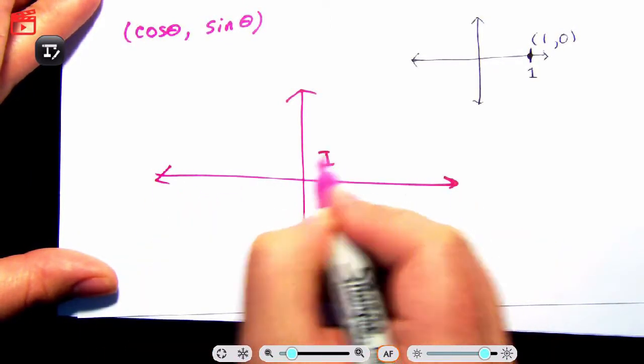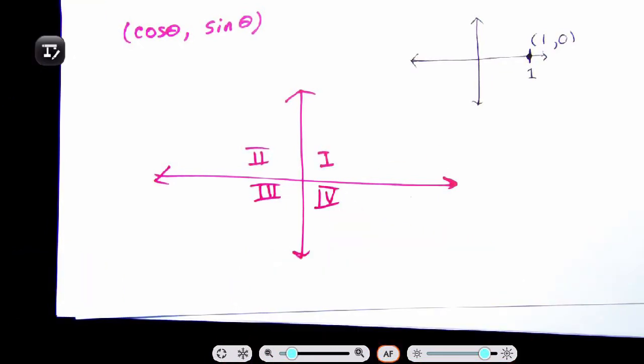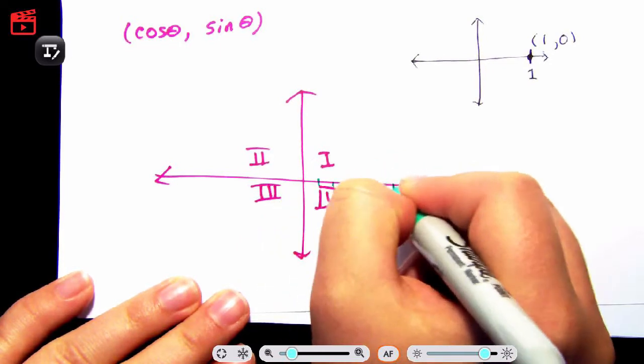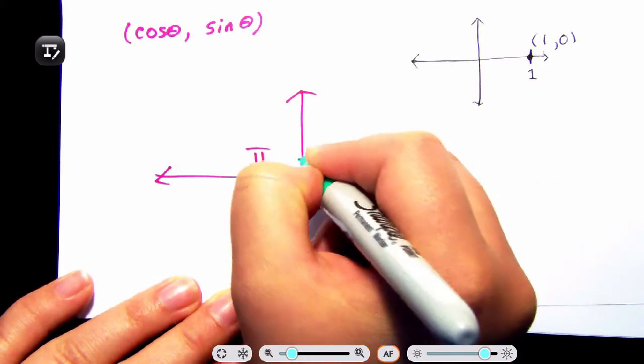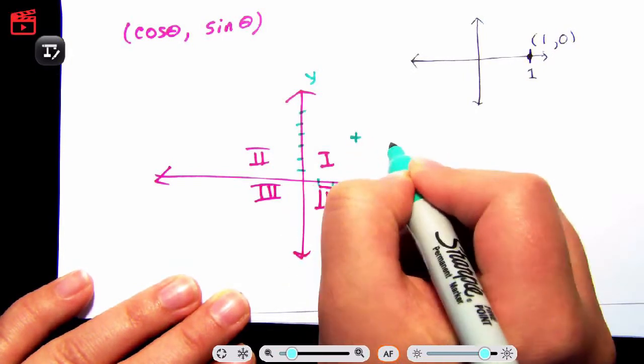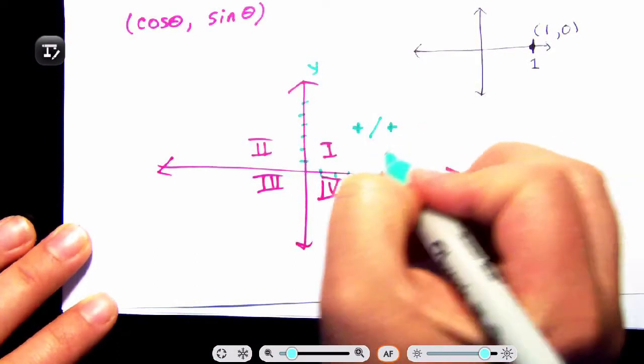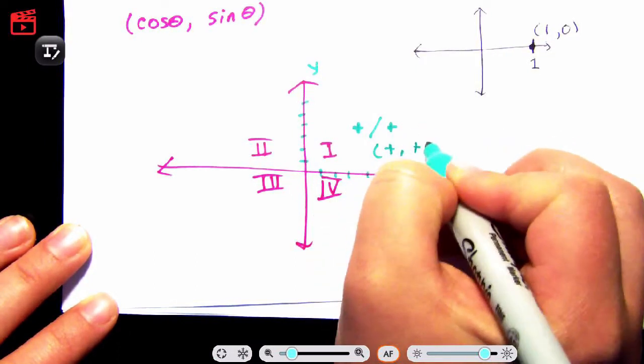We have quadrant 1, quadrant 2, quadrant 3, quadrant 4. In quadrant 1, we have very specifics. That means here our x's are positive and our y's are also positive. So we have positive x's, positive y's.